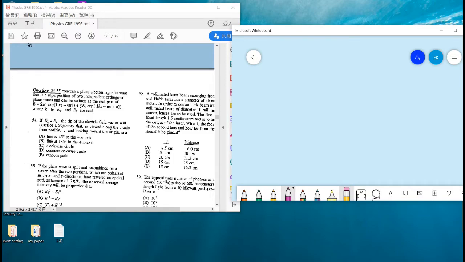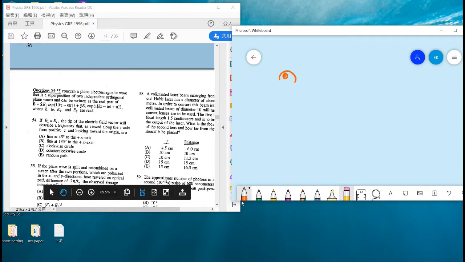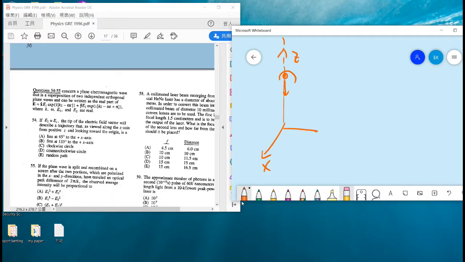So 54. Question 54 asks you about an EM wave, and asks what happens if E2 equals E1, if you view along the z-axis from positive z, looking towards the origin. This is the difficult question: your eye is up here, so you need to imagine you're looking back toward the origin.